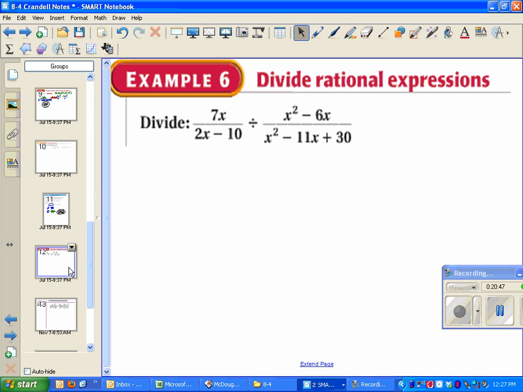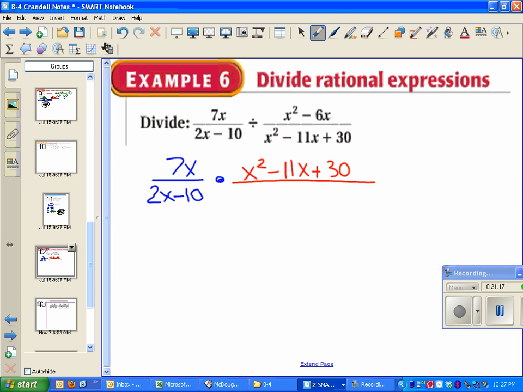All right, so for this one, copy, dot, flip, and then if you can do the rest all by your lonesome, you have this section down. So go ahead and pause it, try it, you can do it. So we have 7x over 2x minus 10. And then I'm going to flip the other one. So I have x squared minus 11x plus 30. And then on the bottom, it's going to be x squared minus 6x.